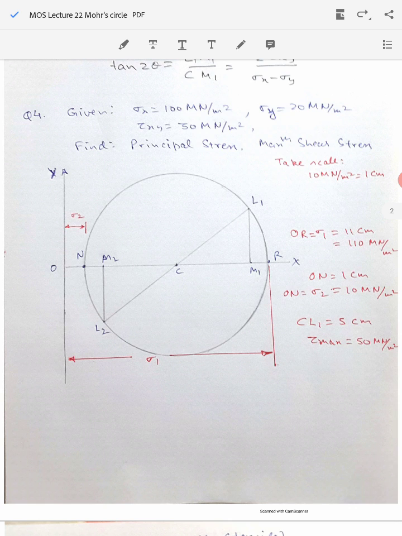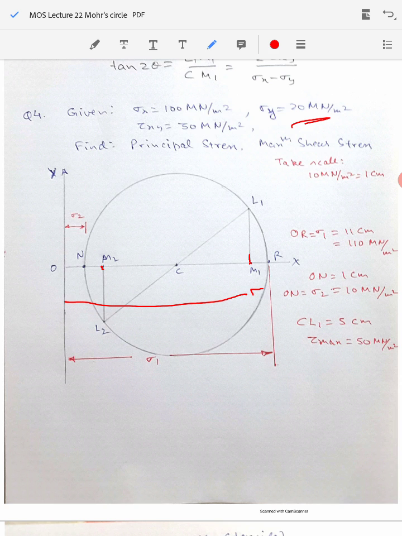So what we are going to do, we will take a graph paper, or maybe a plain paper, and we will choose a certain scale. Let's choose a very simple scale of 10 meganewton per meter square represents 1 centimeter. First of all, we will find and locate the point M1. So OM1 is the distance we will measure with the scale, and at 10 centimeter we will mark the point M1. Then again from the origin we will measure the distance of 2 centimeter and mark the point M2. These 2 points represent the sigma x and sigma y values.